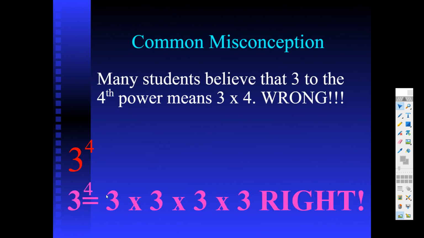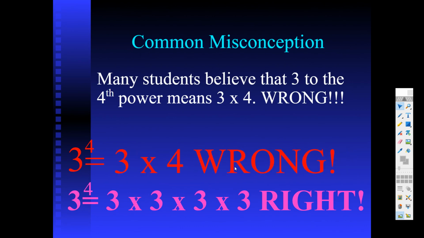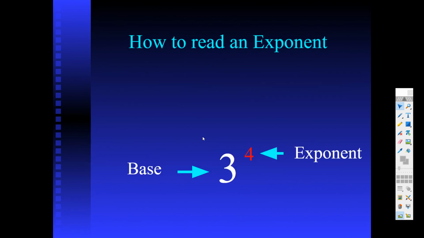So this is the right thing to do. 3 to the 4th power would be 3 times 3 times 3 times 3. This is right. This is what many kids mess up. They'll say 3 times 4 and say it's 12. That is wrong. That's a common misconception that kids have. So again, this is the base number and this is the exponent.